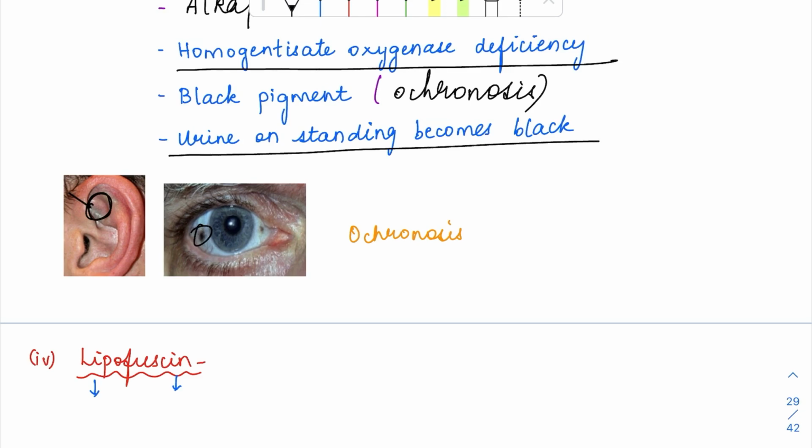So once the urine has passed, after some time the diaper will change black in color due to oxidation. Normally when the urine is passed, it is going to be yellow in color, but if you let it be like that, it is going to turn black in color.